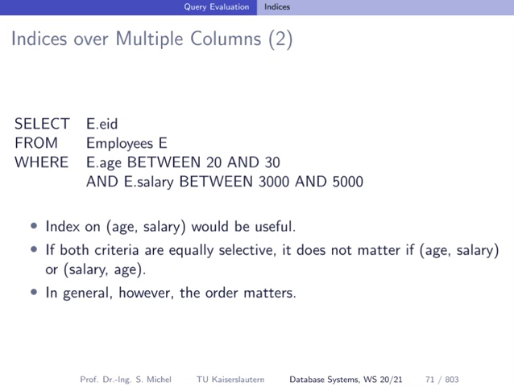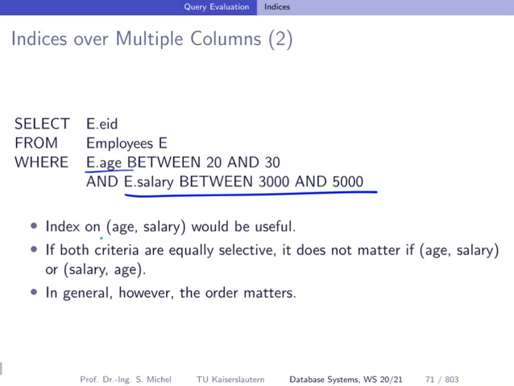To give an even more concrete example, let's consider the following query. We have some employees table, E, and we want to have the ID of those tuples where the age is between 20 and 30, and the salary should be between 3,000 and 5,000. Now, in the sense of composite indices, which index would be useful? You see that we have ranges for both. So we have a range criterion for salary and one for the column age.